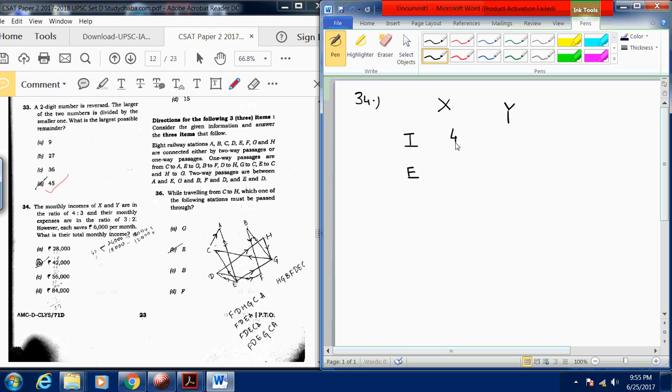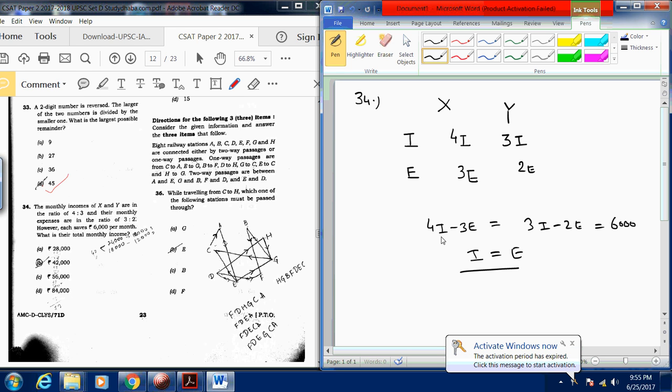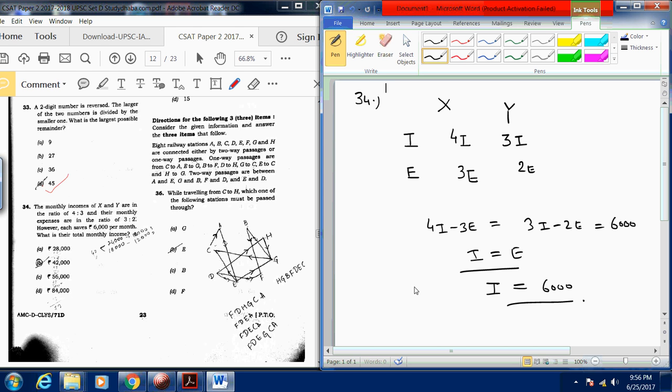So incomes are in the ratio, so let us say this is the income: 4I and 3I. Expenditures will be 3E and 2E. Now you're given that each is saving the same. The saving will be income minus expenditure. That means 4I minus 3E is equal to 3I minus 2E, that is equal to 6,000. From these two equations you get I is equal to E. That is, income equal to the expenditure. Now putting here you get I is equal to 6,000. So you are asked the total monthly income. Total monthly income is 7I. That means 42,000. So that is the answer. Simple. 42,000.